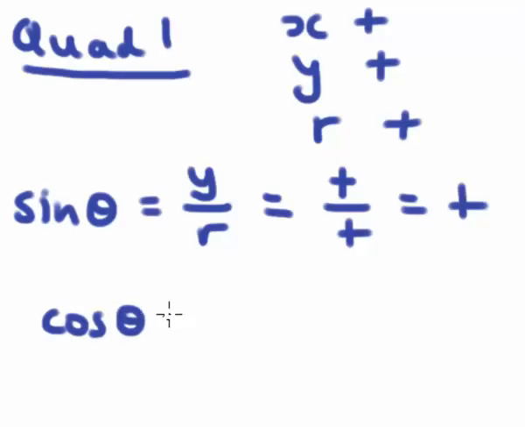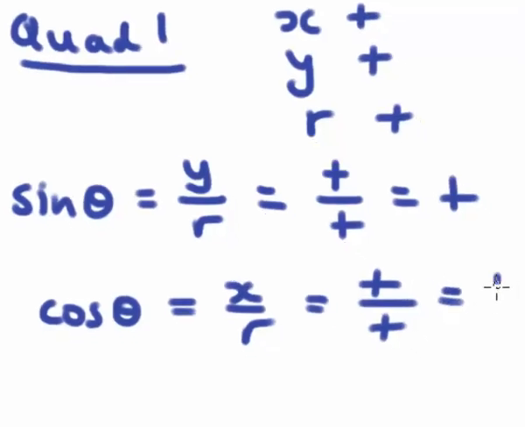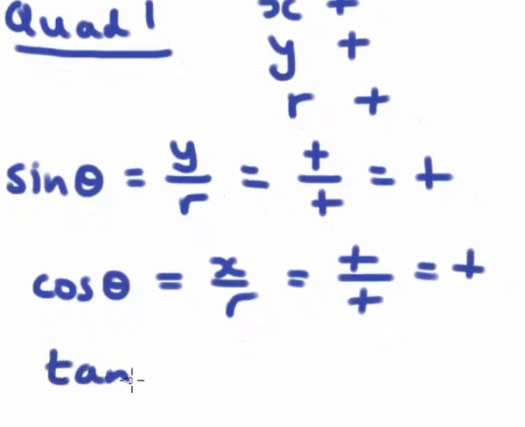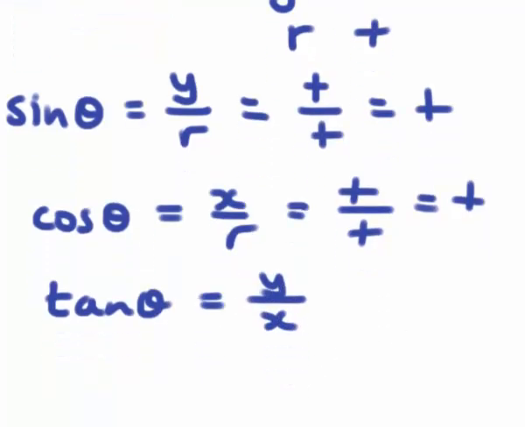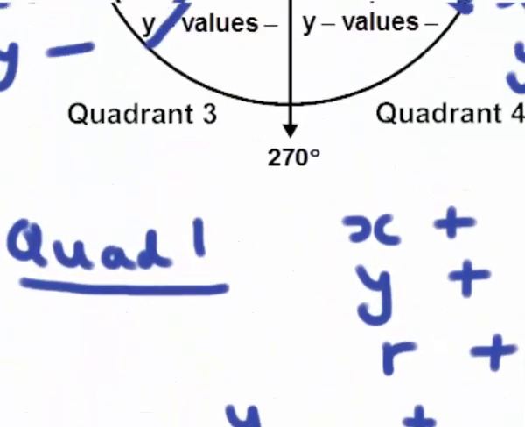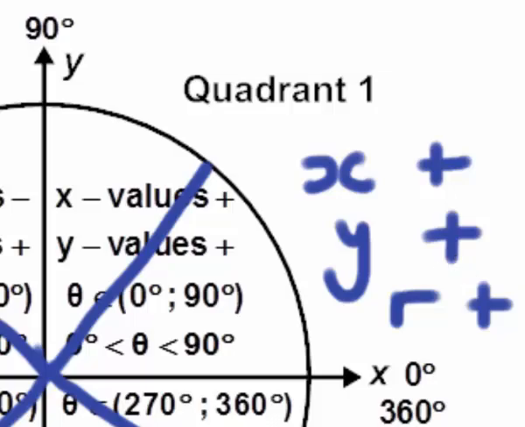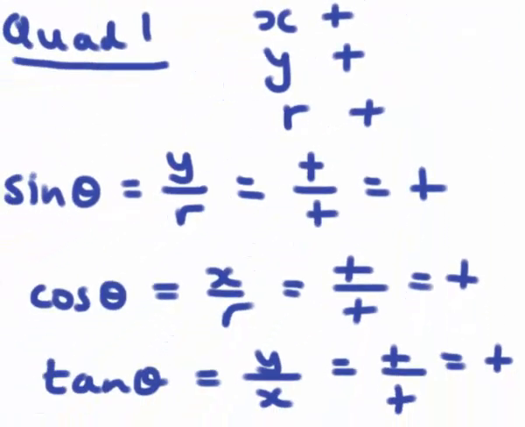Okay, the cos of theta is x over r. The x is positive, the radius is positive, plus over plus is plus. And the tan of theta is y over x. Now that again is plus over plus, which is plus. So you look at these in quadrant 1 and you say, okay, fine, x is positive, y is positive, r is positive. So you agree that all these three are positive in quadrant 1.